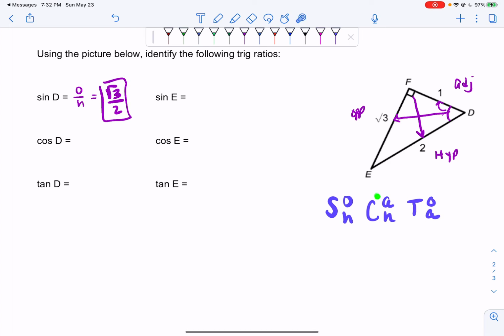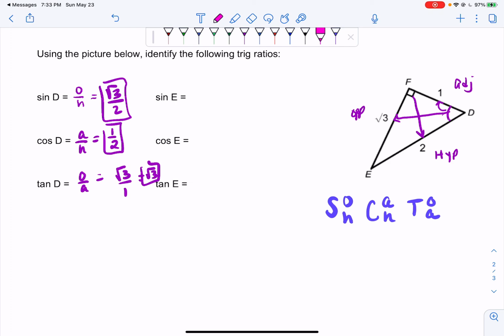Cosine of D is adjacent over hypotenuse. And my adjacent side is a 1, and my hypotenuse is a 2. So I get 1 over 2 as my final answer. Now I want to do tan of D. And tan of D is opposite over adjacent. So my opposite side is a radical 3. My adjacent's a 1, which simplifies to radical 3. And that's your final answer.